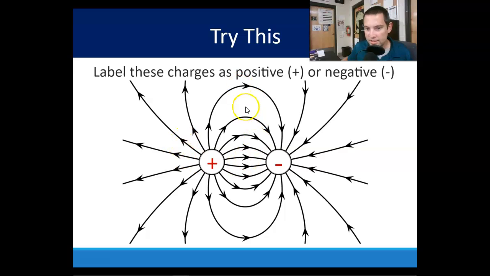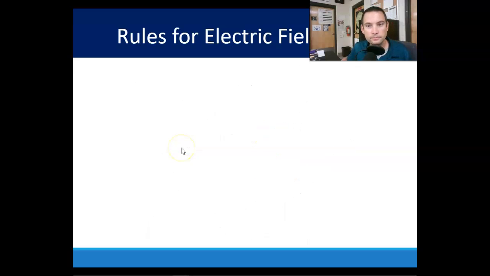Because wherever we put a positive test charge, if we placed it right here where my mouse is, then we know it's going to be repelled because it's going to follow these lines. If I place it here, it's going to be attracted. So I know this is a negative and this is a positive.